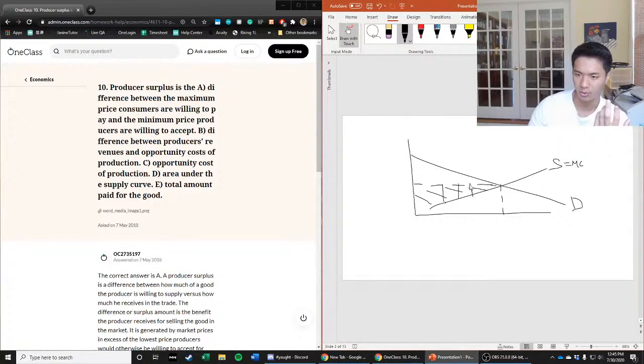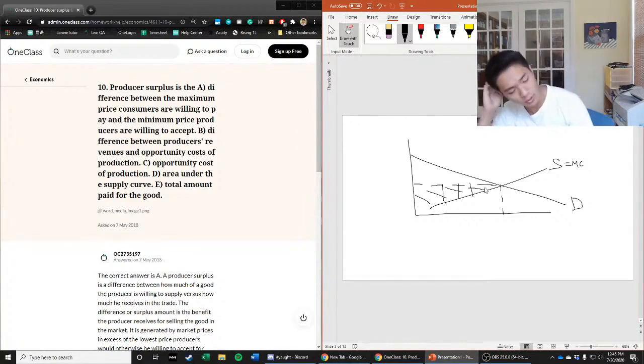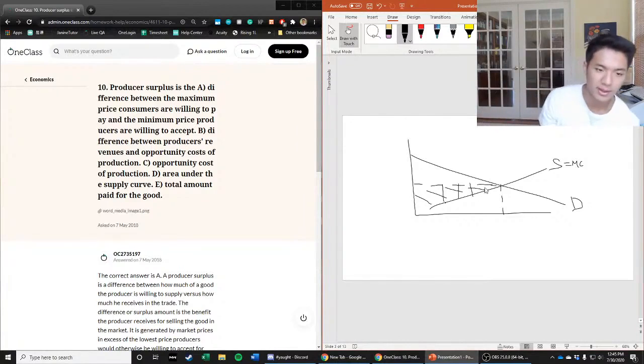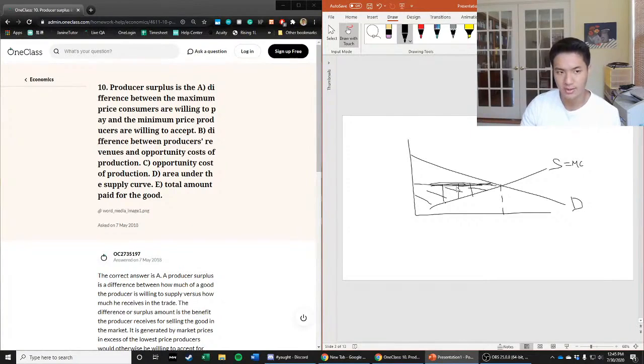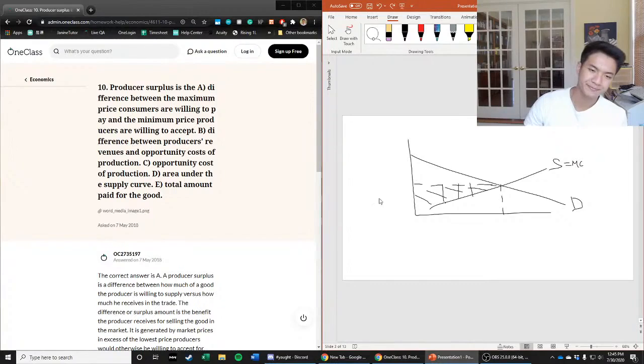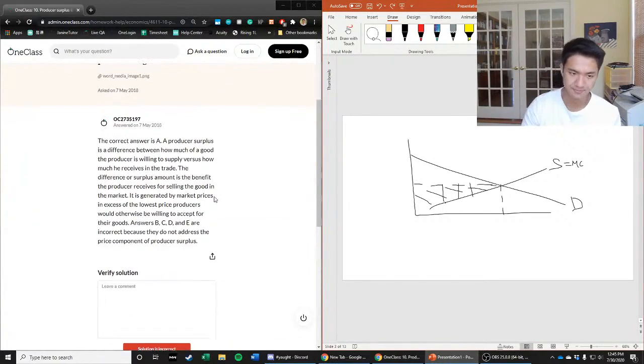This is how much people are willing to pay. This is the minimum producers are willing to accept. So which one of these answer choices fits the best? Clearly, answer choice A says the difference between the maximum price that the consumers are willing to pay and the minimum price that producers are willing to accept. That's going to give you the region of producer surplus, right? So A is going to be the correct answer here.